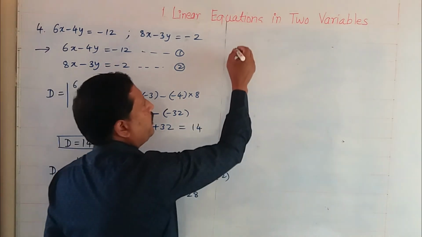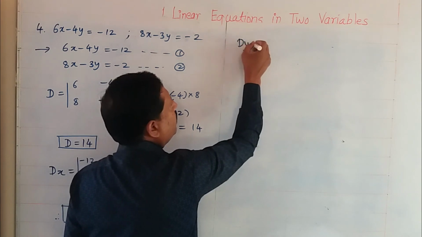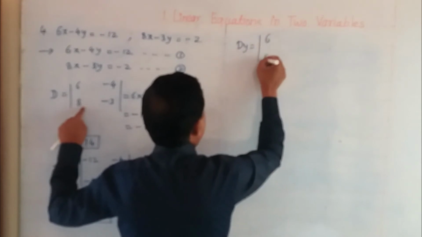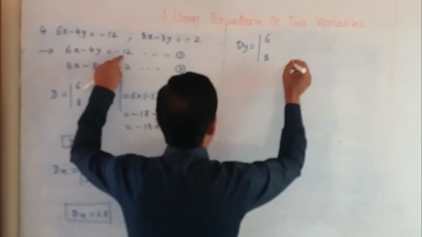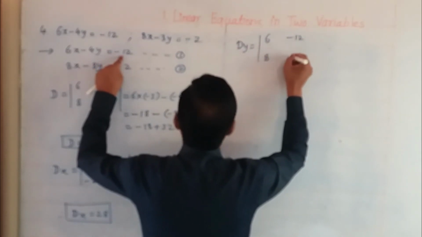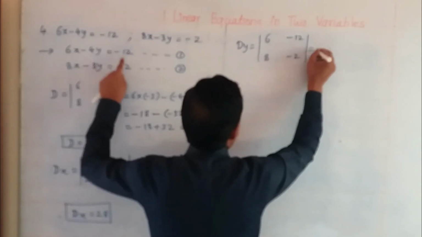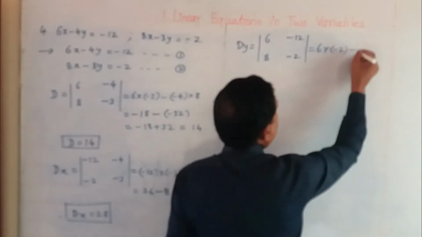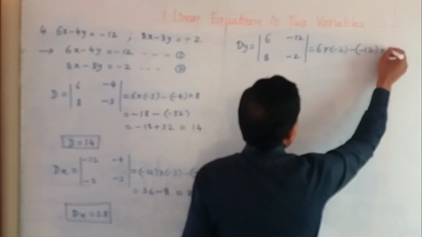Now write the determinant dy. dy is equal to, keep the coefficient of x as it is and replace this coefficient with this constant term, minus 12 and minus 2. It will be 6 multiplied by minus 2 minus 12 into 8.